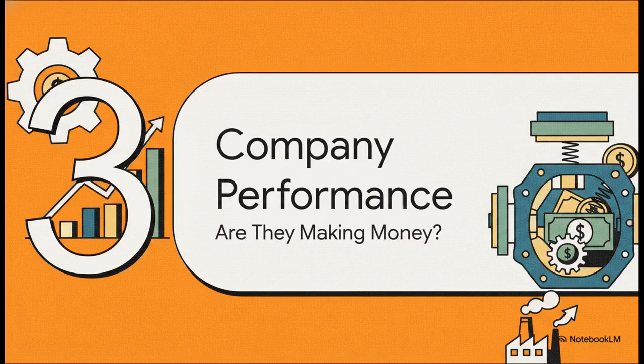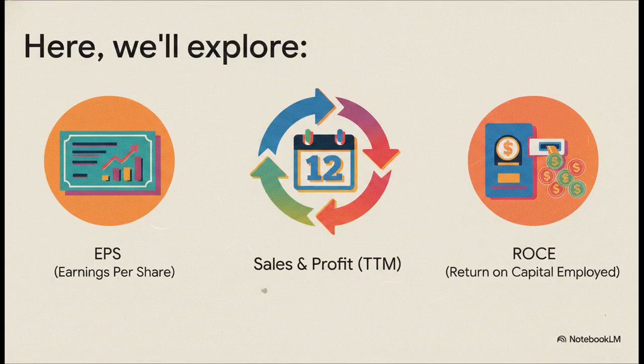All right, we've talked about value. Now let's pop the hood and look at the engine. Is the company itself actually performing well? I mean, are they making any money? To answer that, we're going to decode three more terms: EPS, sales, and profit, using something called TTM, and a great one for efficiency, ROCE.